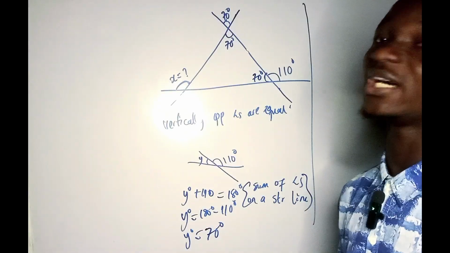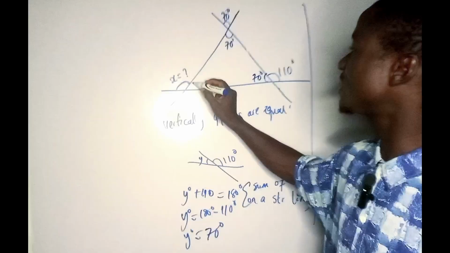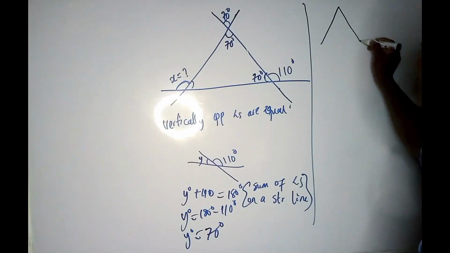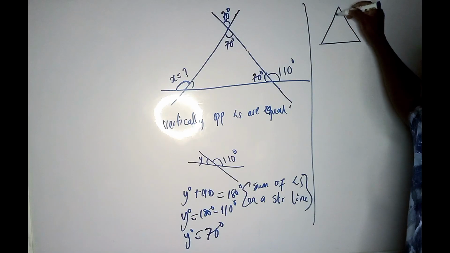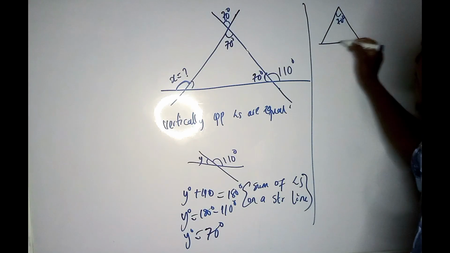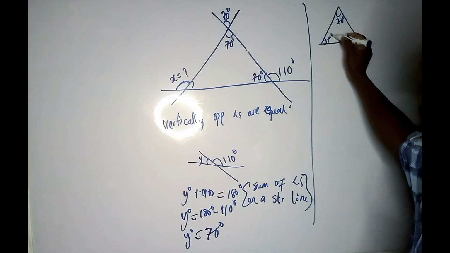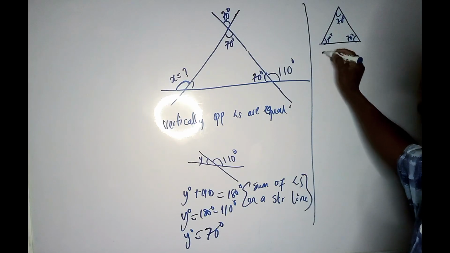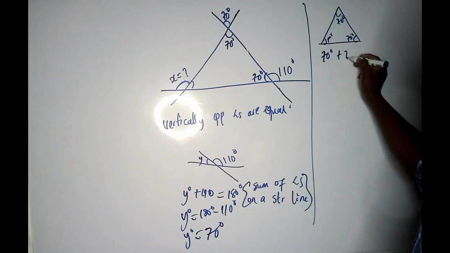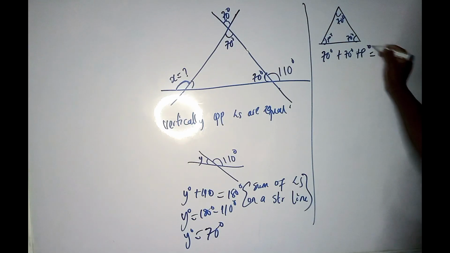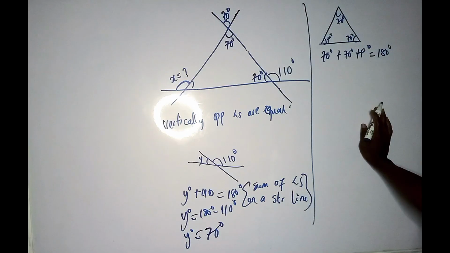Now, we solve further. We now see to get this place, don't forget, this is now a triangle. From like this, you can see it very well, right? Now, here is angle 70 degrees. Here is angle 70 degrees. We can give here to be p degrees. Okay? Now, therefore, we say 70 degrees plus 70 degrees plus p degrees equals 180 degrees.